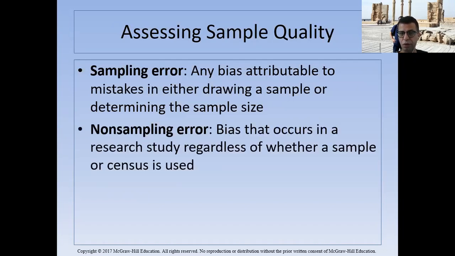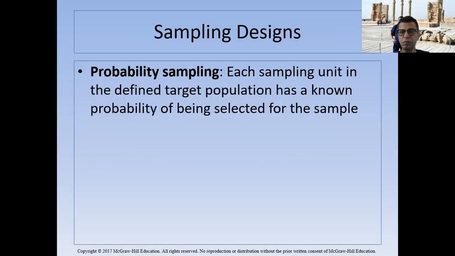Sampling error is when we draw based on some bias, for example saying that we're just going to select white males and ask them the question. Non-sampling error is when we build the questions wrongly or the whole sampling is wrong. We're asking the wrong questions, for example.